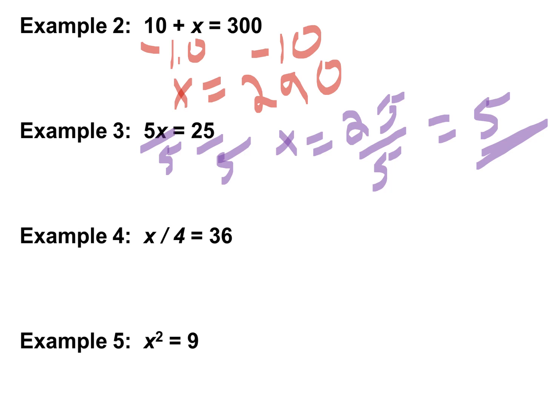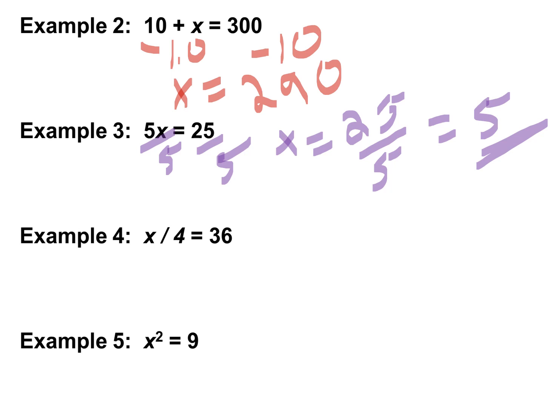Does that work out? Does 5 times 5 equal 25? Yes. Okay. So now we'll do this fourth example here. x divided by 4 equals 36. Okay, so we have a division problem. We need to get x by itself. The opposite of division is multiplication.